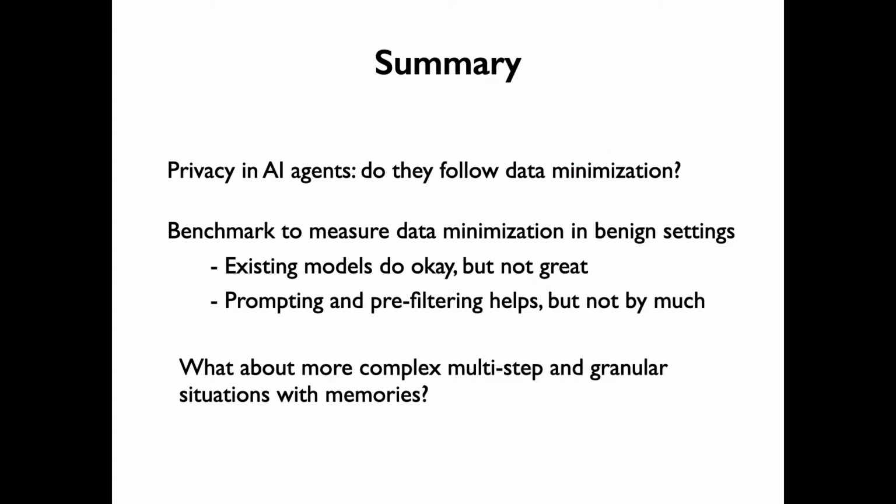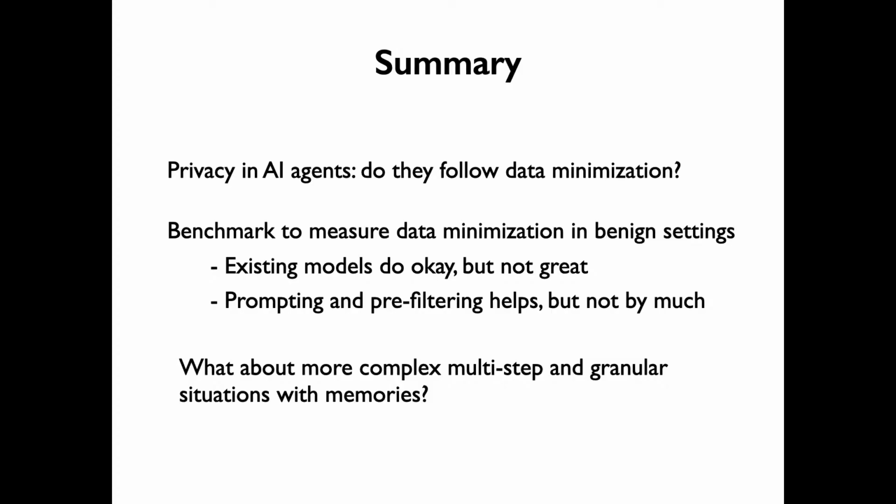And so what we conclude is we built a benchmark to measure data minimization in very, very benign settings. What we find is that even in these very obvious settings, existing models do okay, but not great. And prompting and pre-filtering does help a little bit, but not by very much, okay? So that's the case with agents. Now the question is, these were very simple tasks. One task, a little bit of data. Now the question is what happens in more complex, multi-step situations with memories.